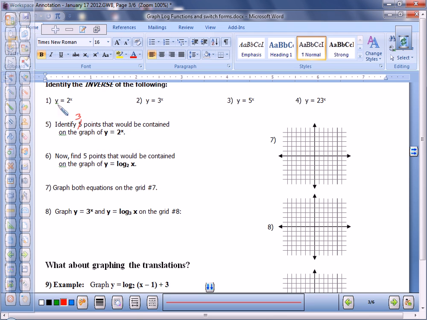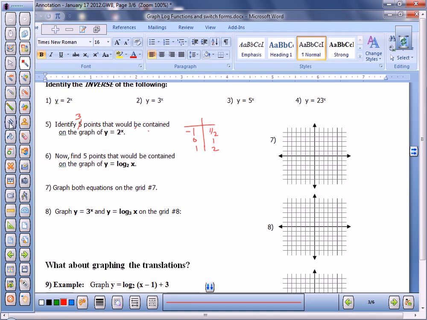Y equals 2 to the x. So if I plugged in -1, let's just do a chart. If I plugged in -1, what would I get out for y? 1/2. If I plugged in 0, what would I get out for y? And if I plugged in 1, what would I get out for y? This is the parent graph. Y equals 2 to the x is the parent graph for an exponential in base 2. And normally we would start by graphing our horizontal asymptote and then plotting our points. And then drawing in our graph.